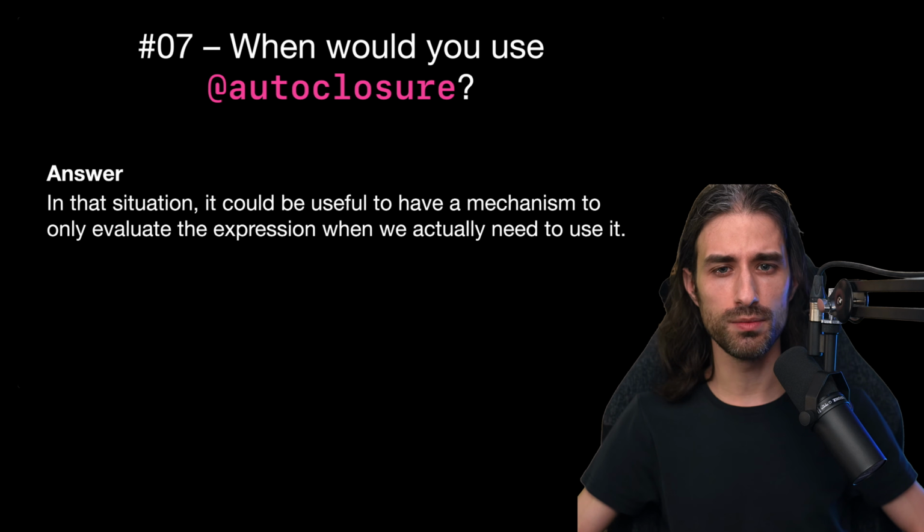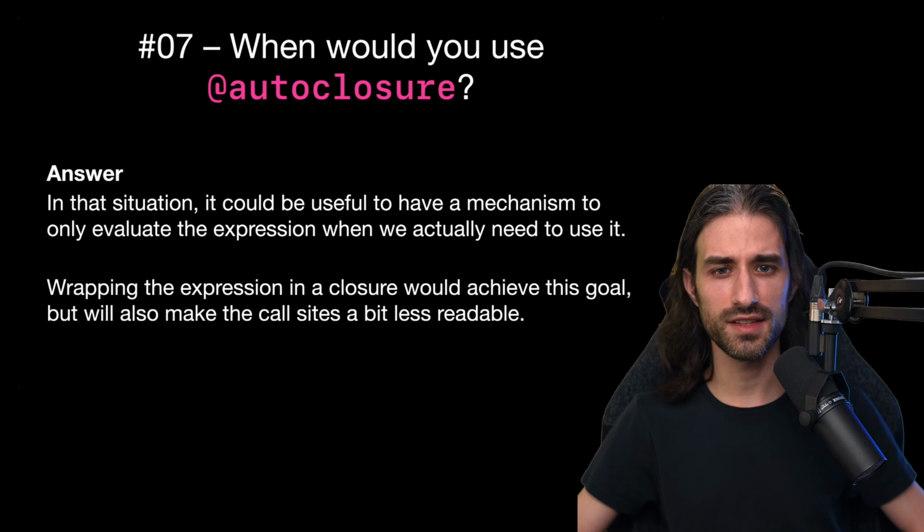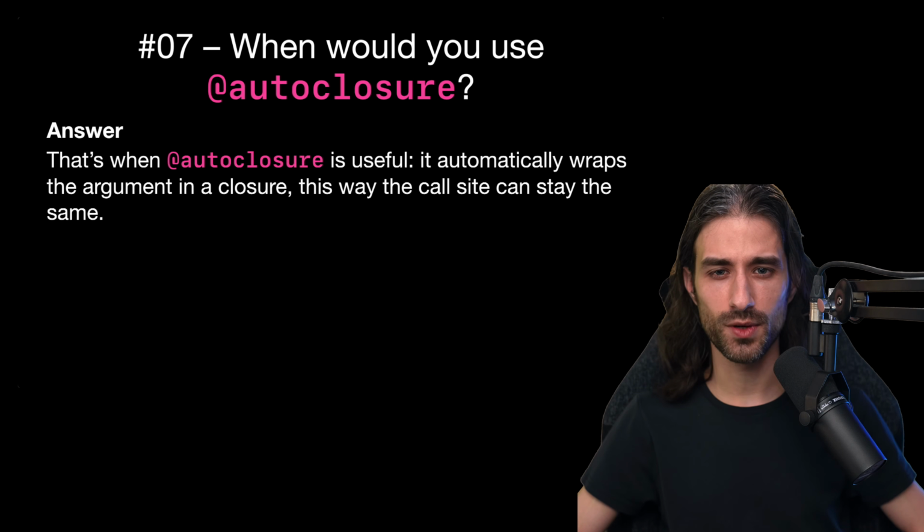In that situation, it would make a lot of sense to have a mechanism that would allow the costly expression to be evaluated only when we need to use it. Wrapping the expression inside a closure would achieve that goal, but it would also degrade the readability of the call sites because we would need to add a pair of curly braces every time. And that's when the attribute @AutoClosure becomes useful. This attribute will automatically wrap the expression inside a closure. This way, we get all the benefits without degrading the readability of the call sites.